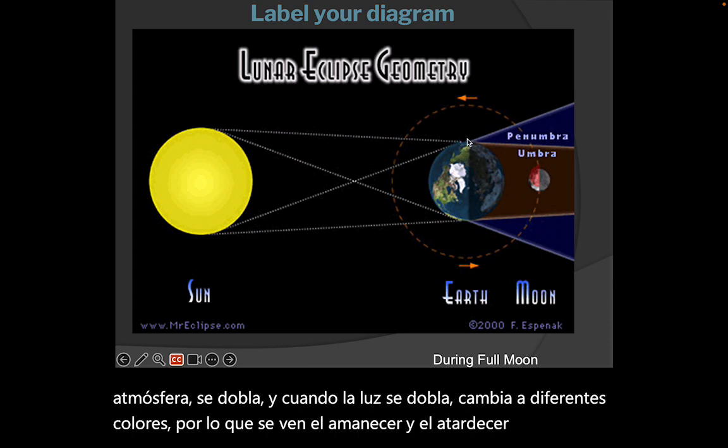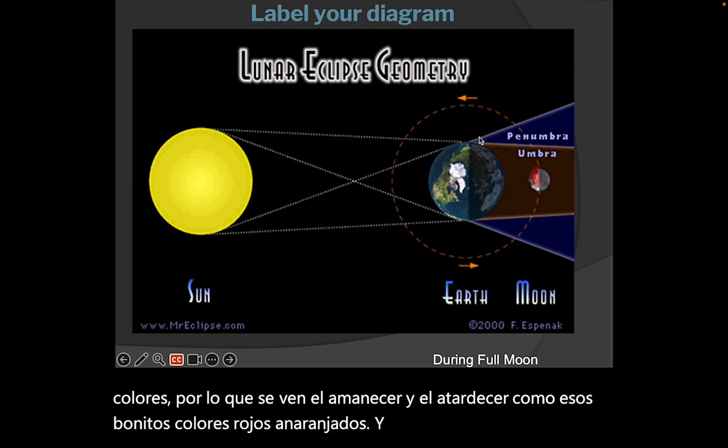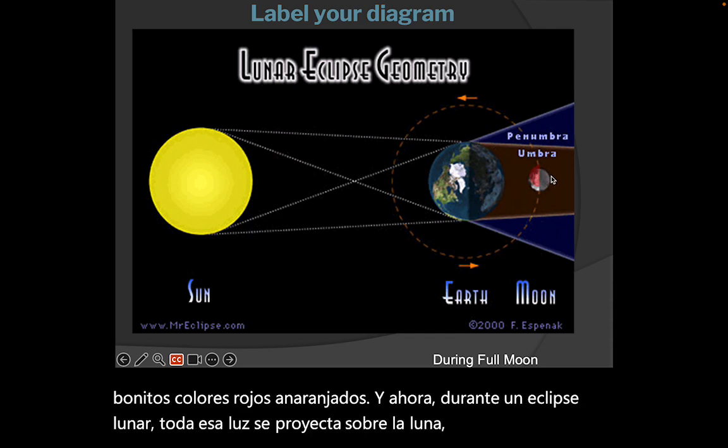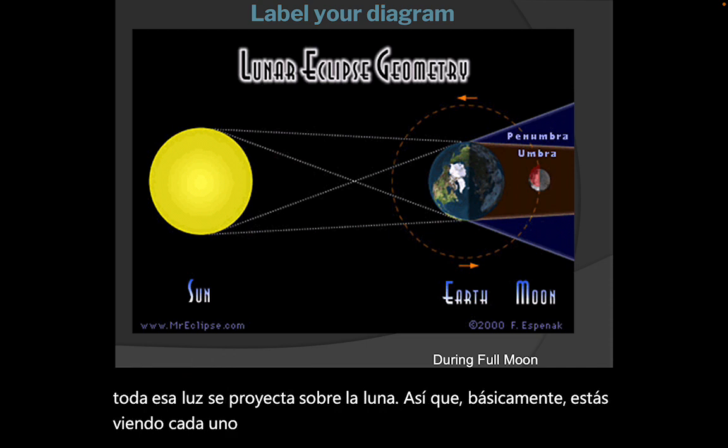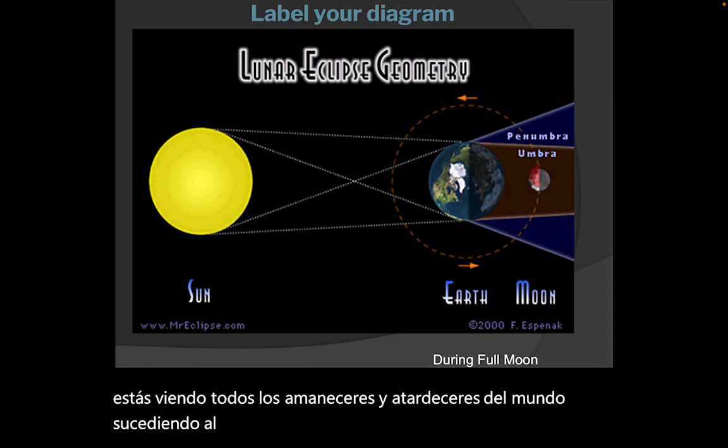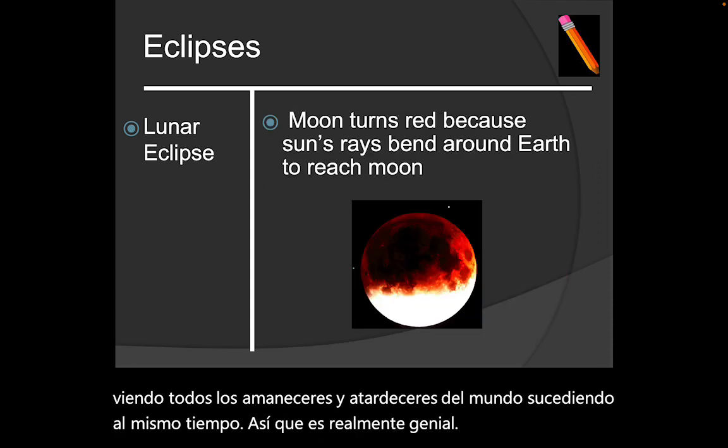And now during a lunar eclipse, that light is all projected onto the moon, so you are basically seeing every single sunrise and sunset in the world happening at the same exact time. So it's really cool. This is kind of what they look like. They're really pretty.